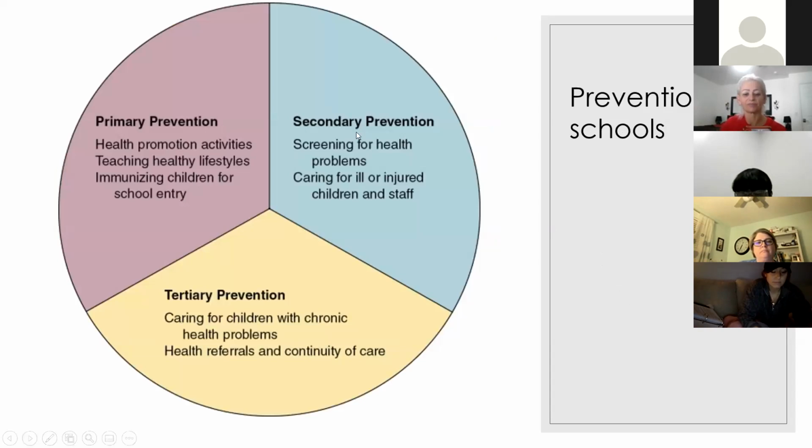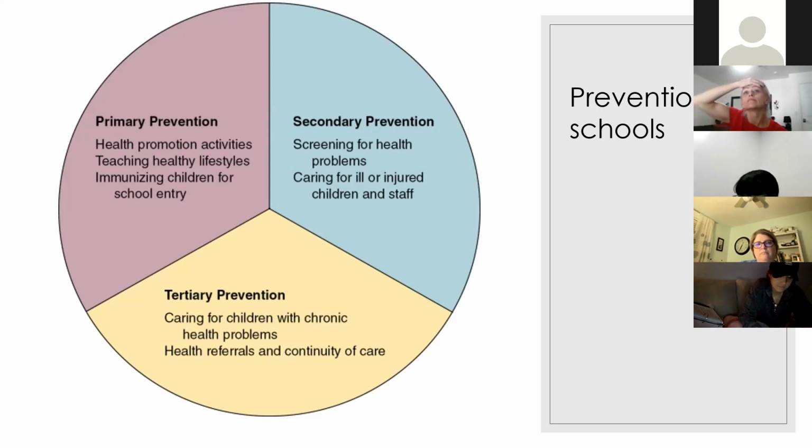All right, so when we look at prevention in schools, we look at primary prevention. So what do we do? We teach healthy lifestyle. We make sure the kids are immunized, right? We do health promotion activities, eating well, exercising, right? All that. When we go to secondary, we're going to be screening for health problems, okay?